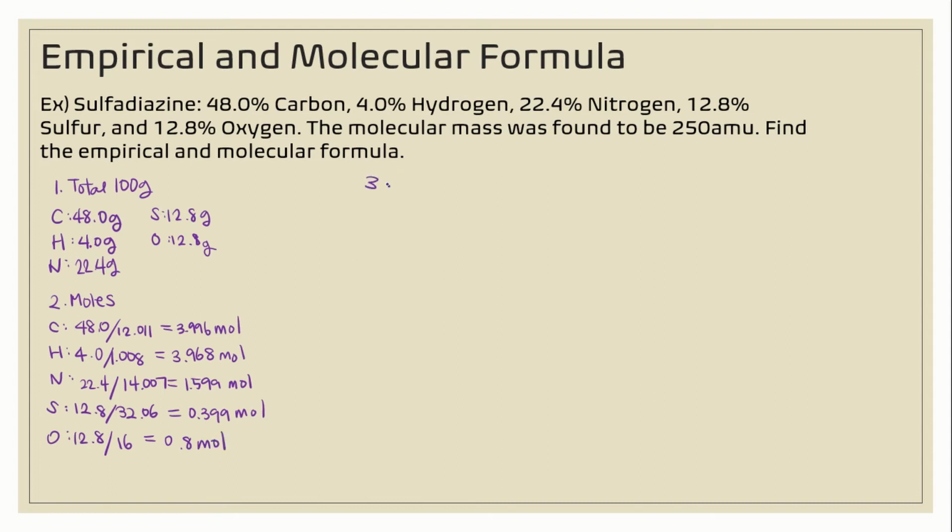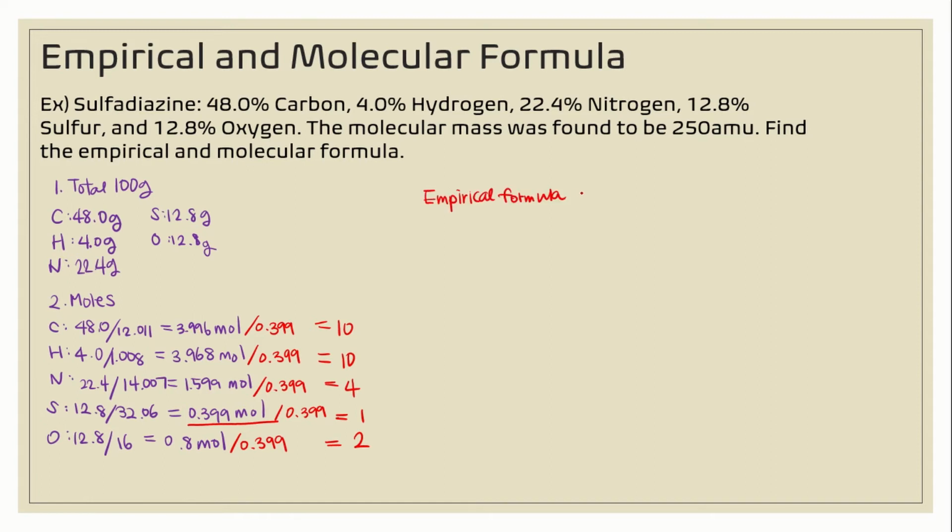And for the third step, you have to divide all these numbers of moles by the smallest number of moles, which would be 0.399 moles in this case. So you divide each of them by 0.399. And you get 10 for carbon, 10 for hydrogen, 4 for nitrogen, 1 for sulfur, and 2 for oxygen. And these will be the number of each atom.